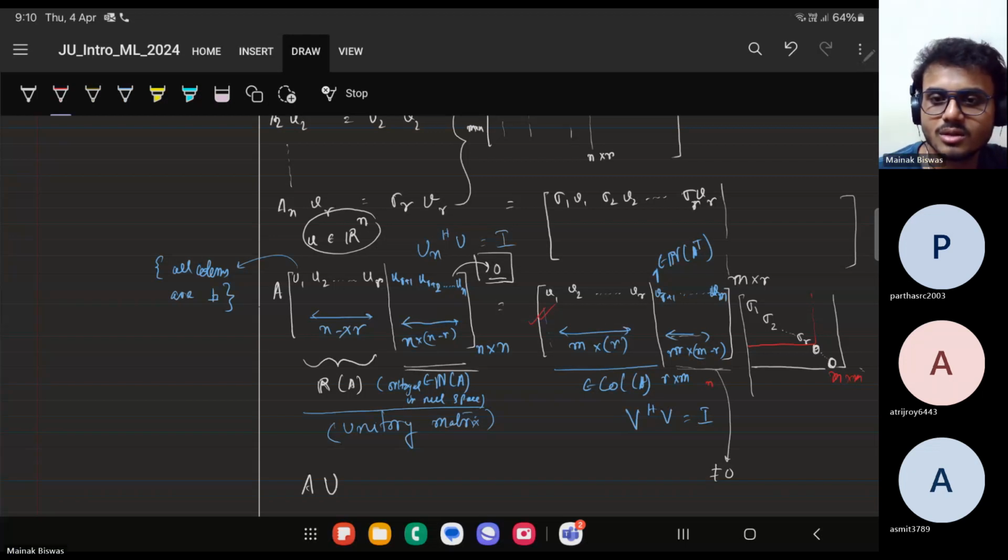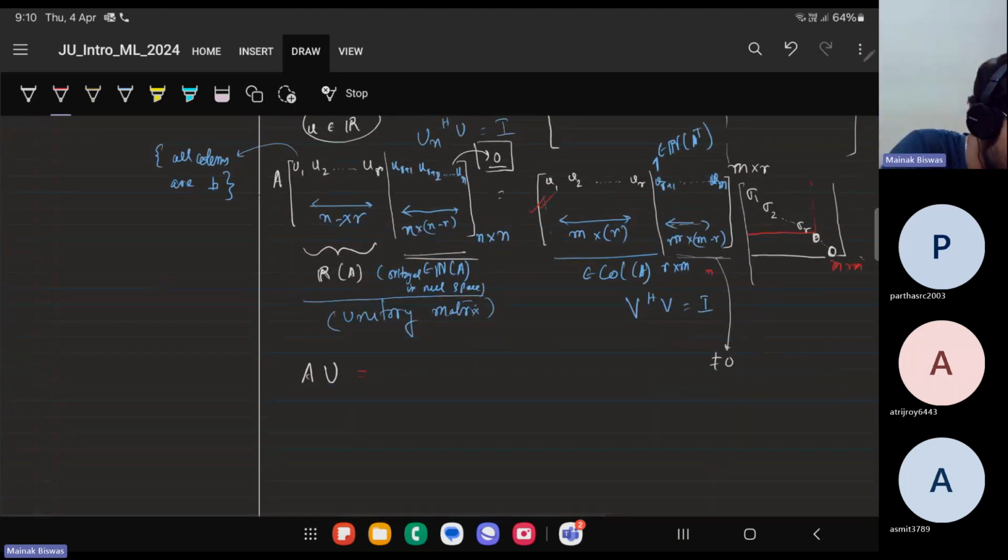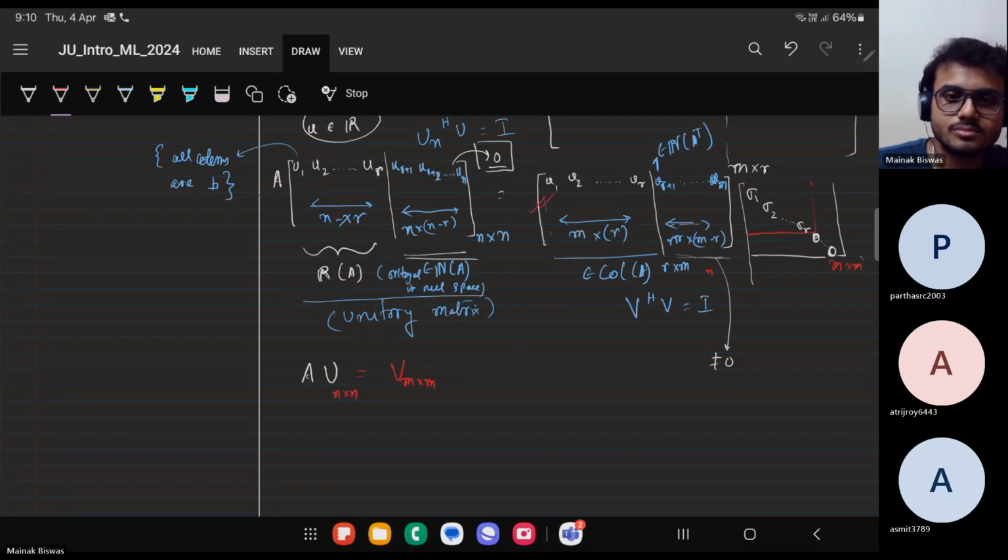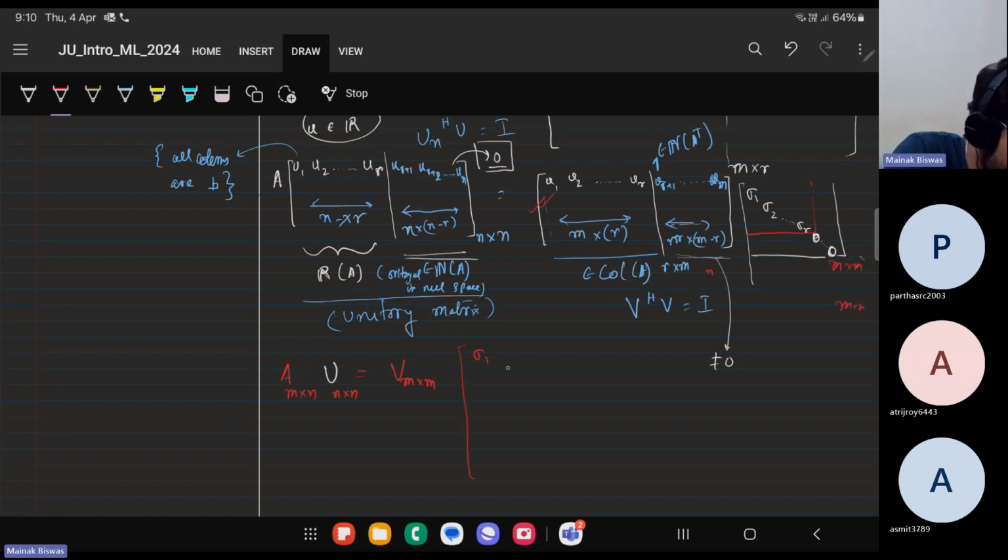Yes or no? Because let me write this equation. Wait. This is just housekeeping, nothing else. So V is m cross m. Yes or no? U is n cross n. Yes or no? We just now wrote them. Yes. And A is m cross n, so sigma has to be m cross n, and we have seen sigma 1, sigma 2, dot dot dot sigma r. Till r I have no problem. The problem will come after that, but even up to n there is no problem. Up to n I will just keep on adding, right?